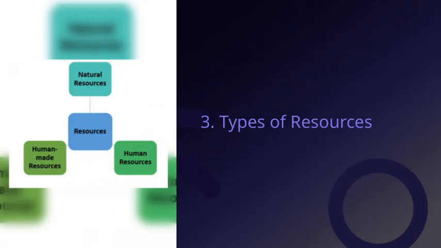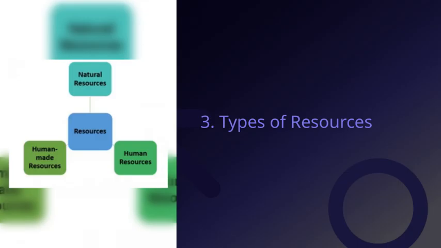Let's take a closer look at the different types of resources we encounter. When we talk about resources, we're really referring to the various assets that organizations or individuals can draw upon to achieve their goals. First, we have natural resources, which include things like water, minerals, and forests. These are the raw materials provided by nature that are essential for many industries.